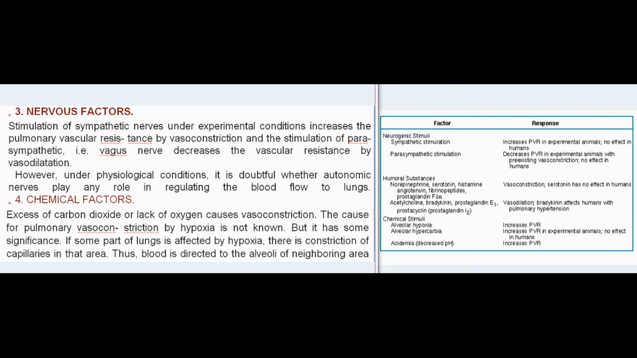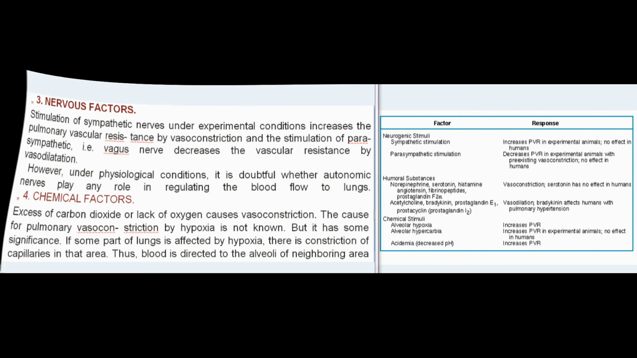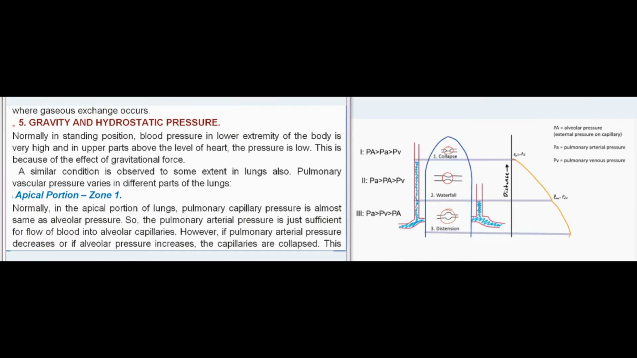4. Chemical factors. Excess of carbon dioxide or lack of oxygen causes vasoconstriction. The cause for pulmonary vasoconstriction by hypoxia is not known, but it has some significance. If some part of lungs is affected by hypoxia, there is constriction of capillaries in that area. Thus, blood is directed to the alveoli of neighboring area where gaseous exchange occurs.